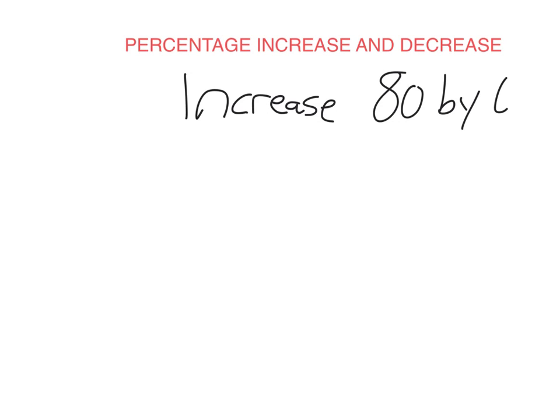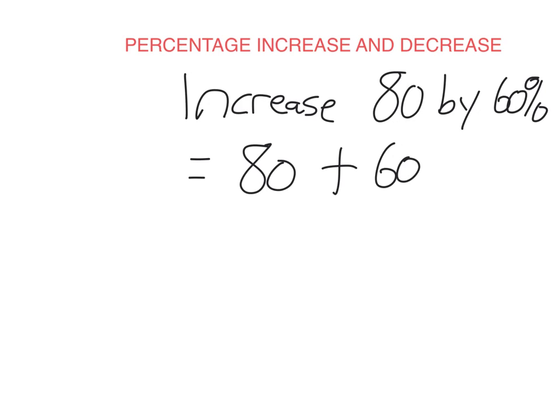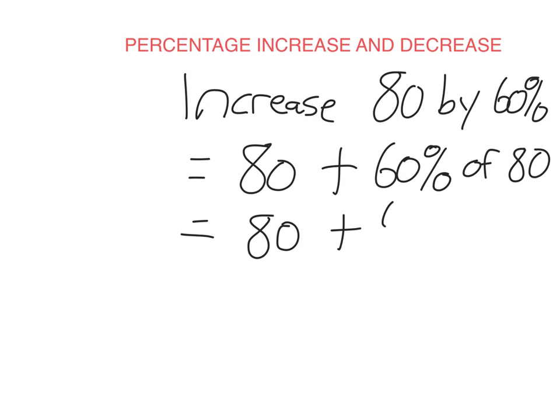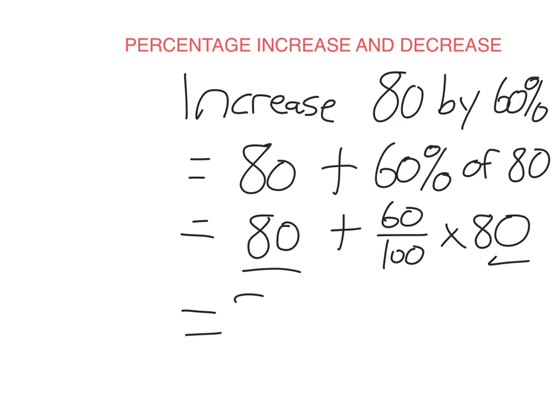So let's say instead of decreasing, this time I want to increase 80 by 60%. So again, you probably have some intuition behind that. You know that this would just be 80 plus. So last time it was minus 60% of 80, but this time it's 80 plus 60% of 80. You know that 60% of 80 is the same as 60 over 100 times 80. And because there's an 80 in both spots here, we can take it outside the brackets, and I get 80 times 1 plus 60 over 100.